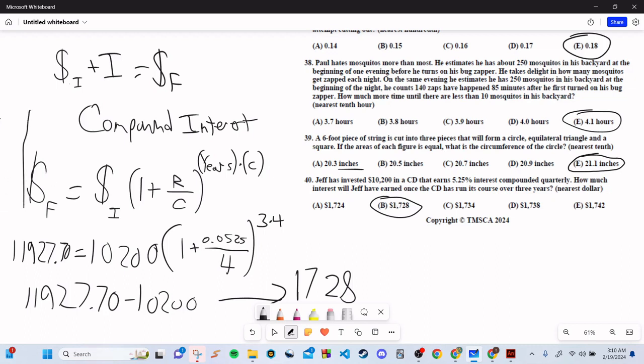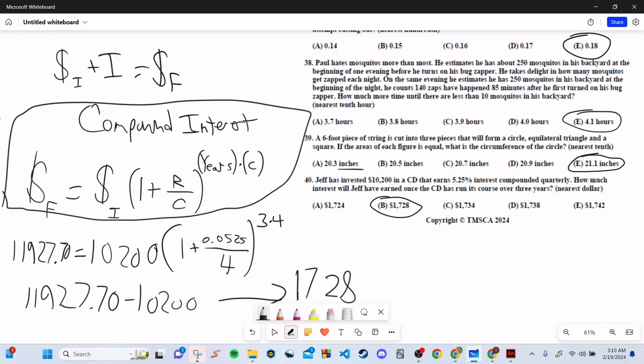So make sure you know the compound interest formula right there.